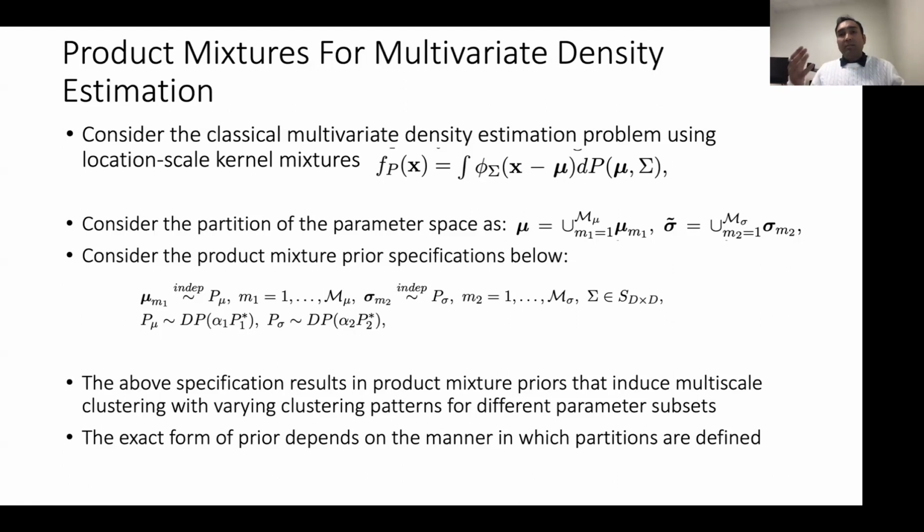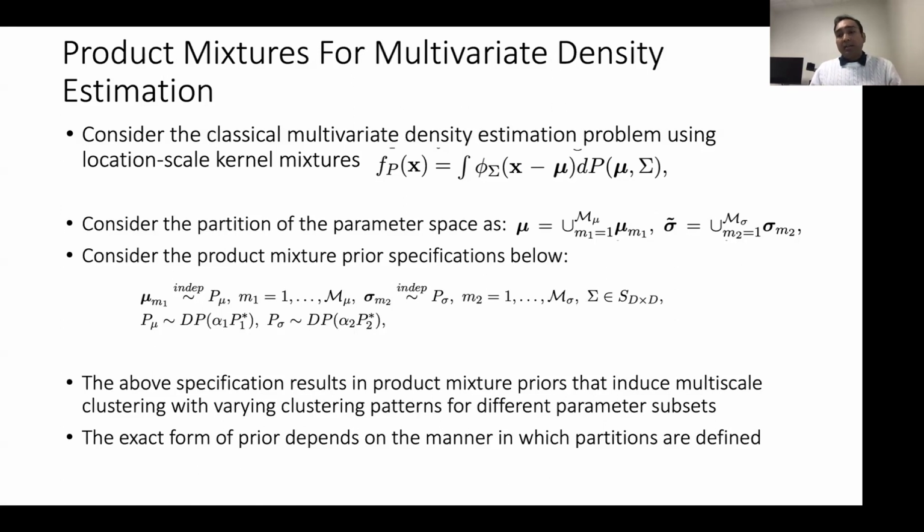So essentially, instead of just saying that the whole vector mu follows the Dirichlet process, what we do is split the mu into different partitions, and then for each partition, we impose a Dirichlet process. And so what this specification does is it results in a product mixture prior. It's particularly a product of DP priors, right? The exact form of the prior obviously depends on the way you partition your parameter space, right? So that will control the particular form of the prior.